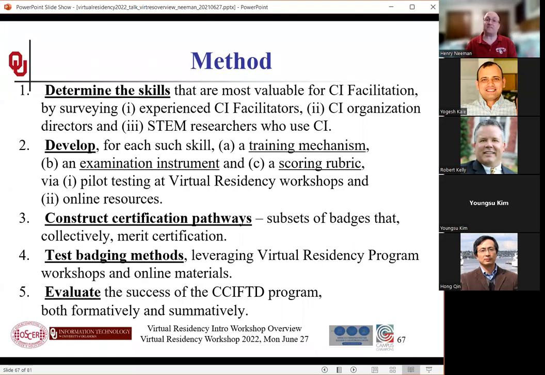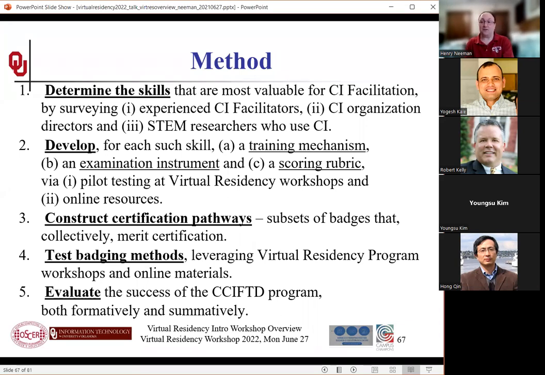Well, we got to figure out what skills are the most valuable. So we're going to be doing a survey. That survey is with the evaluators, waiting to go out. We're going to ask experienced facilitators and organization leaders, and we'll also ask both of those groups to recommend some experienced research and computing and data intensive researchers who use cyberinfrastructure. Give us some names that we can further ask questions of, and we'll ask them some questions as well.